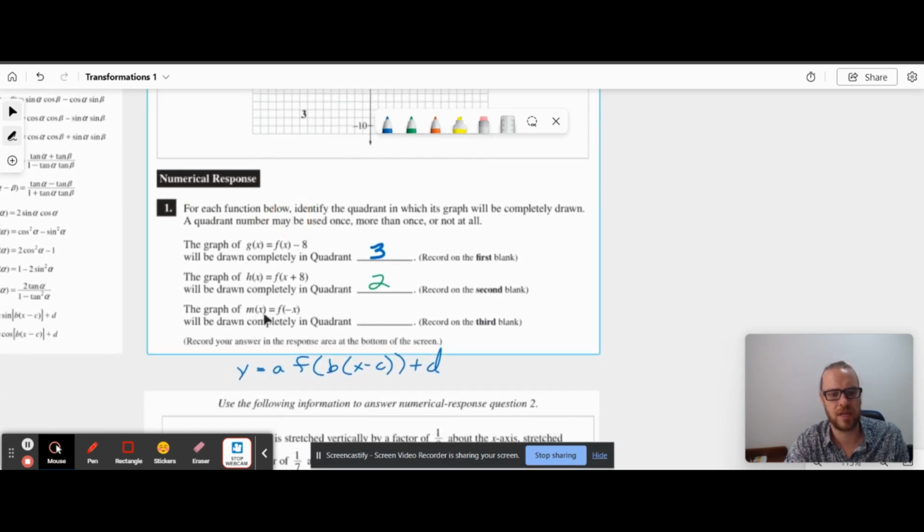Now, for our last one here, we're doing the graph of m of x, which is going to be f of negative x. This is a b value right here. It's because it's in front of the x, okay? And it's just a -1. So all it's doing here is actually reflecting it. And what we need to remember is, is reflecting it in the y-axis, thereby moving it horizontally, or is it flipping it in the x-axis? Can be a little bit tricky to think about this.